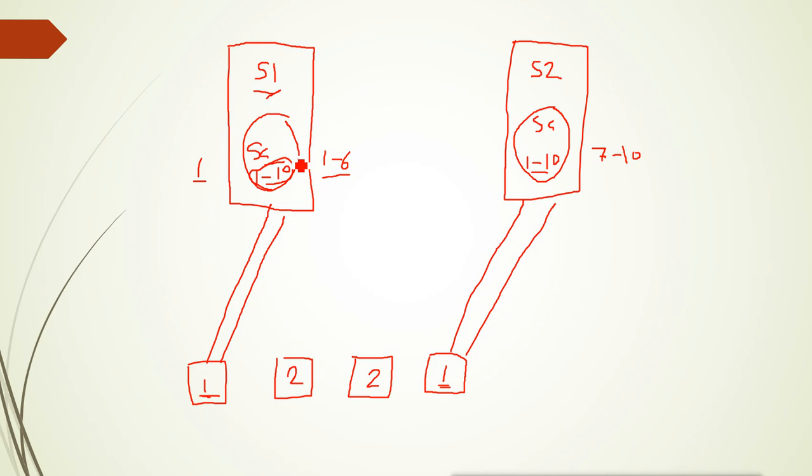Now suppose this server is not available, so whoever wants to get an IP address can go to the other server. Now how does the client know that this server is not available? It is because of the delay. We configure the delay here in seconds. So for example, I say the delay is 10 seconds.